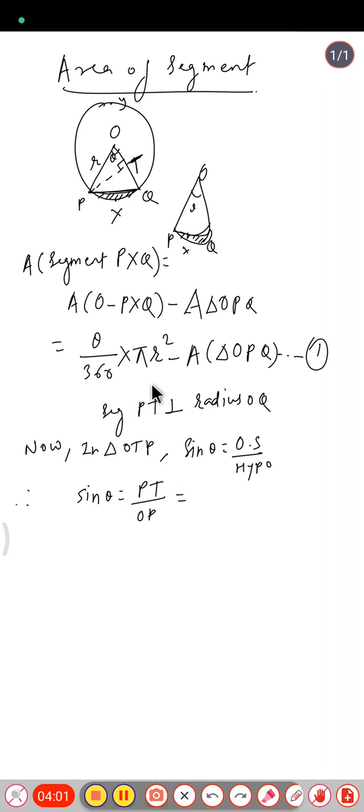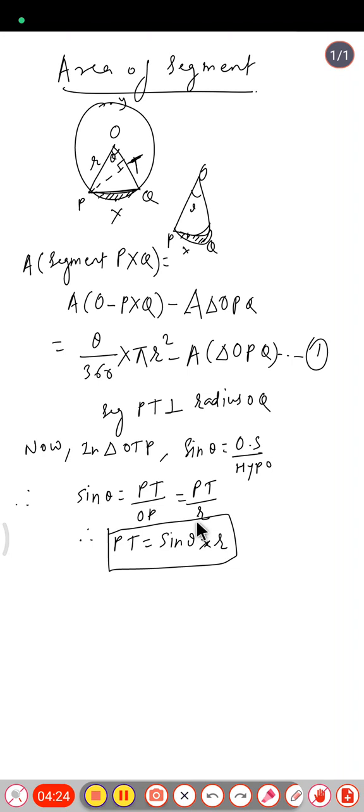So we don't know the value of PT, so we write it as it is, but we know that OP is nothing but r. So therefore we get PT equals, this r which is in the denominator will be multiplied here. So sine theta equals radius, clear. So PT is nothing but r sin theta. Why? Because OP is nothing but the radius.